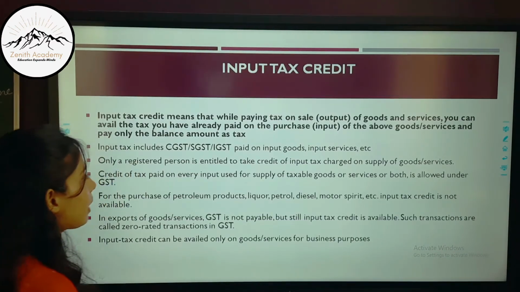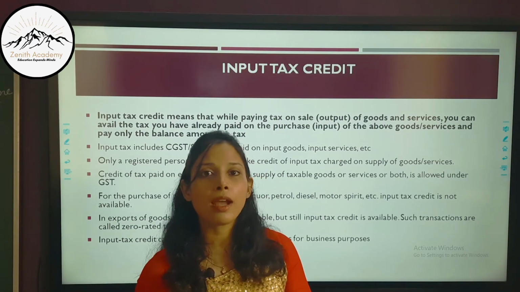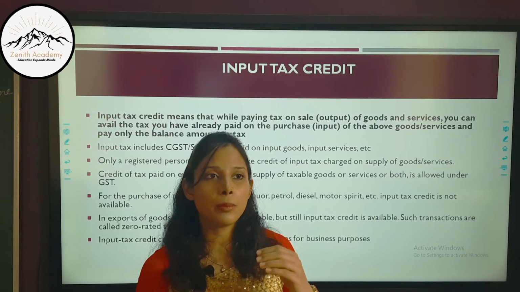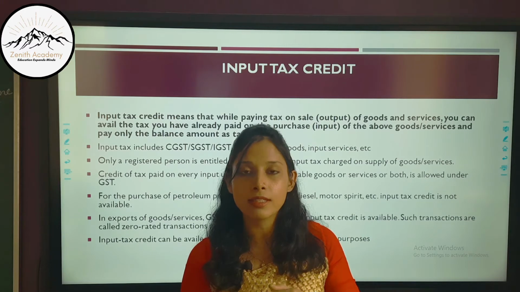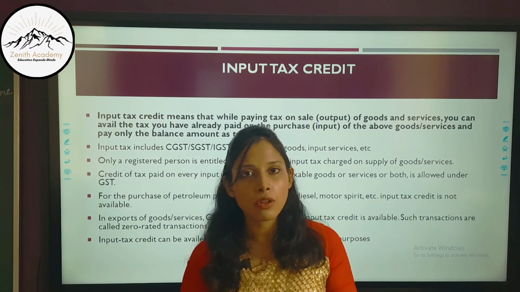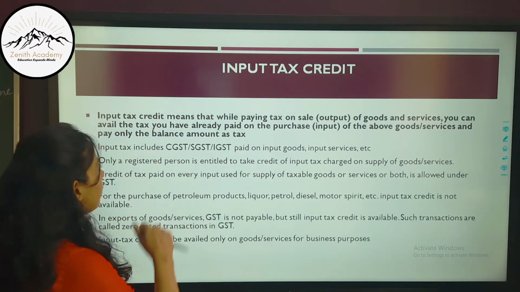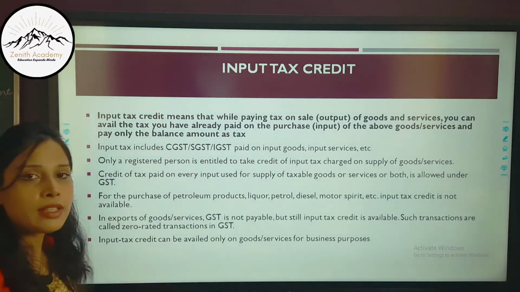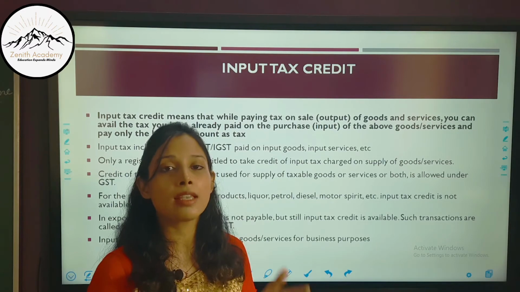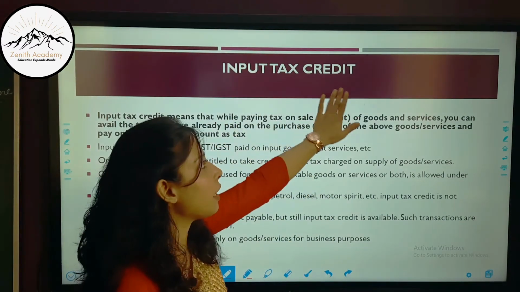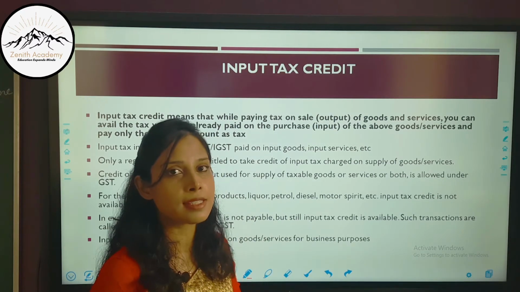We move on to a concept, input tax credit. In my previous video, I told you that GST paid by the dealer is the difference of the GST collected by him on the sales minus GST paid by him on the purchases. So, this is what input tax credit is. The GST paid on that purchase is called the input tax credit, which we subtract from the GST collected on our sale.